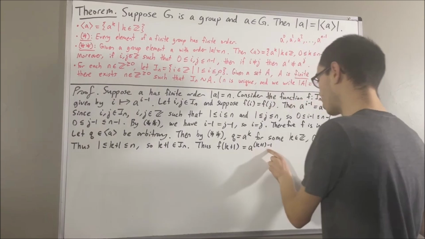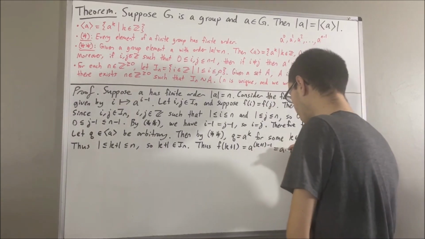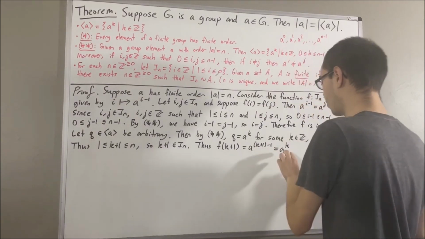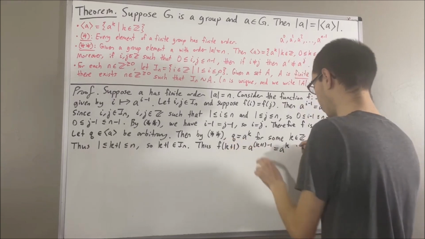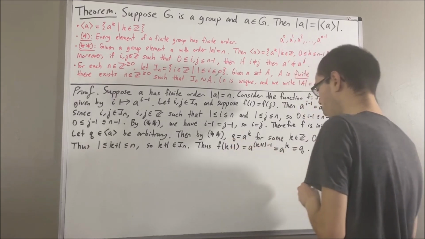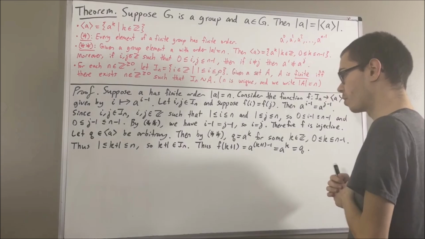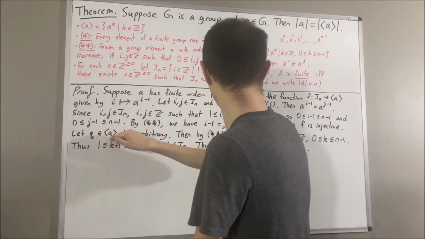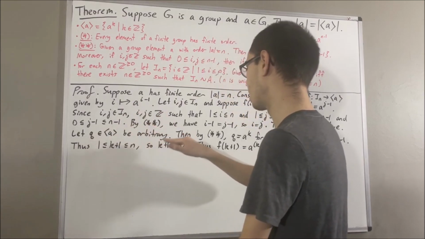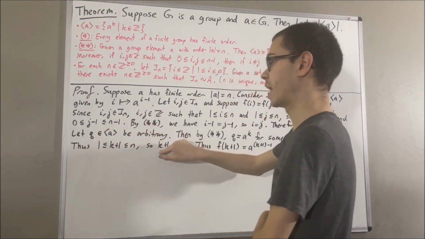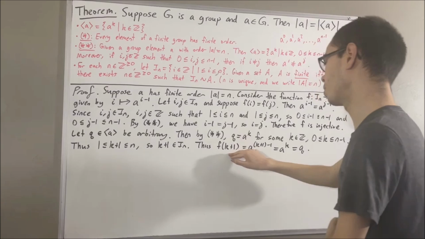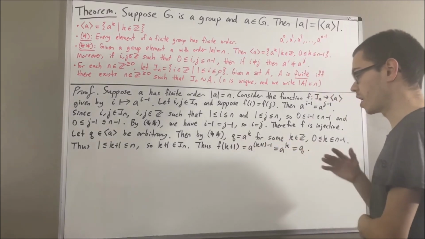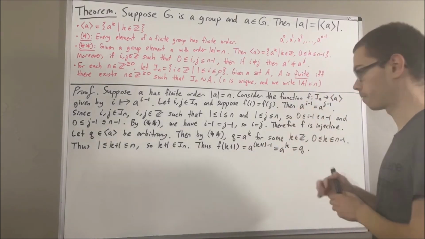And k plus 1 minus 1 is equal to k, so this is just a to the power of k, and we know that a to the power of k is equal to q. So putting this together, we have shown, given any element q in the group generated by A, there exists an element in In, namely k plus 1, such that f of k plus 1 is equal to q. And this shows that f is surjective.